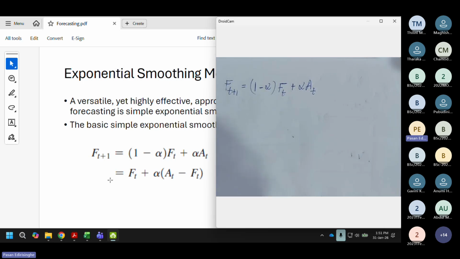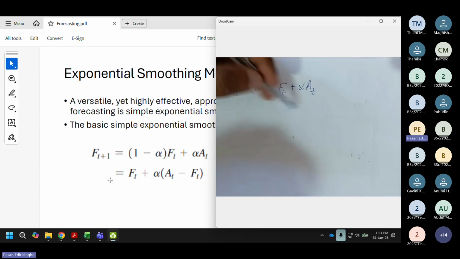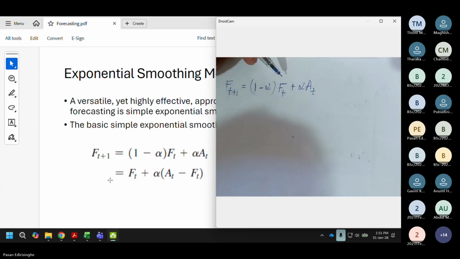Now imagine for a certain alpha value, what does this calculation here mean? It always depends on this: when you're predicting t plus 1, it depends on the current actual value, and then the forecasted value for the current period.